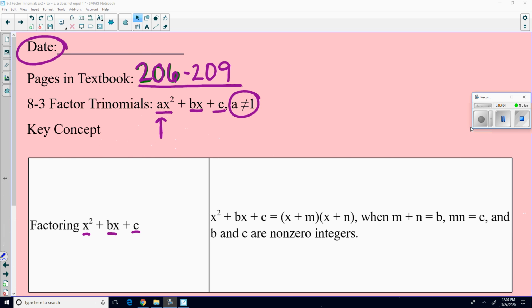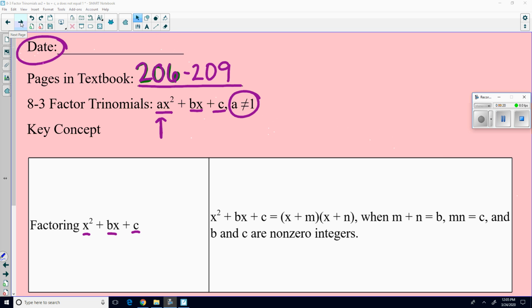Hi everybody, coming back at you for a second day of 8-3 factoring when a does not equal 1. I want to do a couple more problems today, get them a little more complicated, and show you what prime trinomials are, ones that can't be factored in fact.